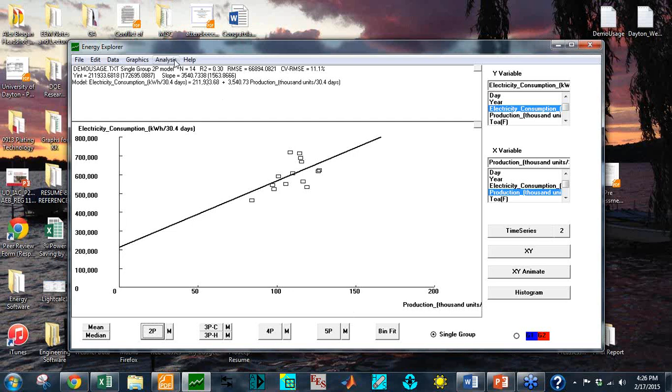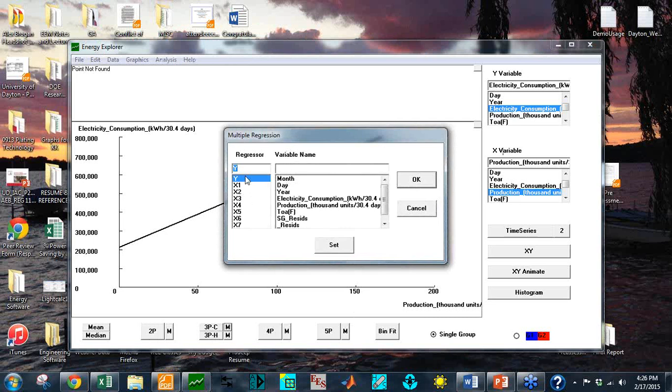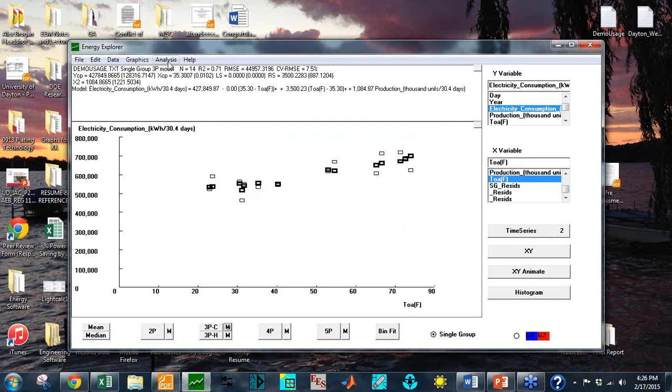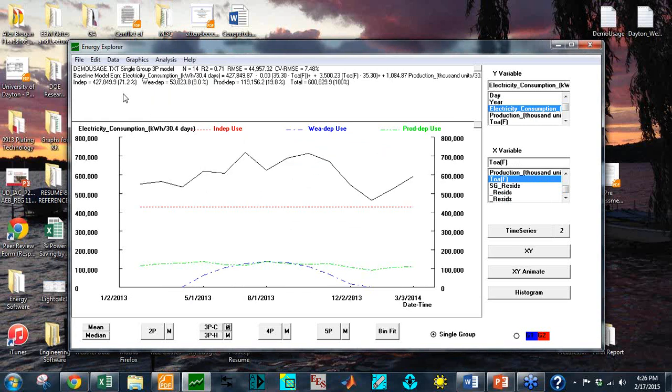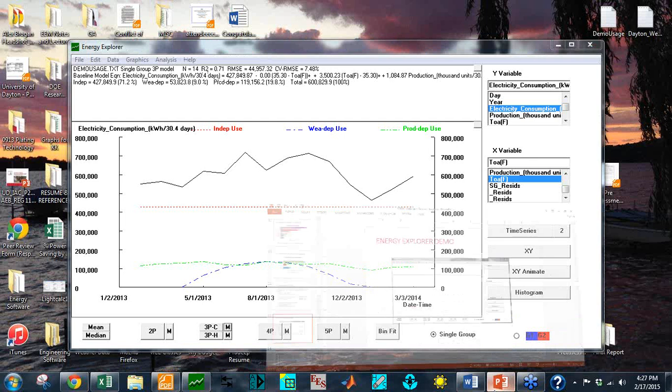So what we can get from this is a lean energy breakdown. I'm going to do a 3P multivariate regression with all three factors that we just talked about: electricity, outdoor air temperature, and production. And I'm going to run what we're calling our lean energy breakdown. We see that from this breakdown, 71% of the energy is independent, 9% is weather dependent, and about 19.8% is production dependent. Now this is an R squared of 0.71, which is very high. We have pretty high confidence in this.